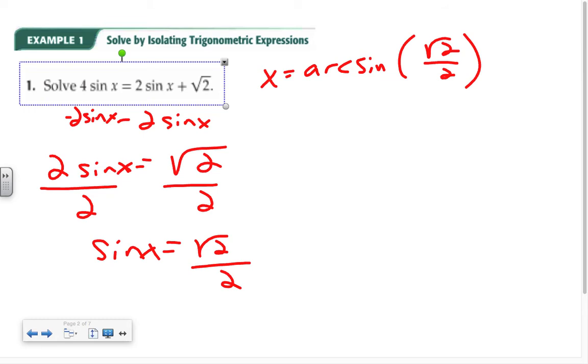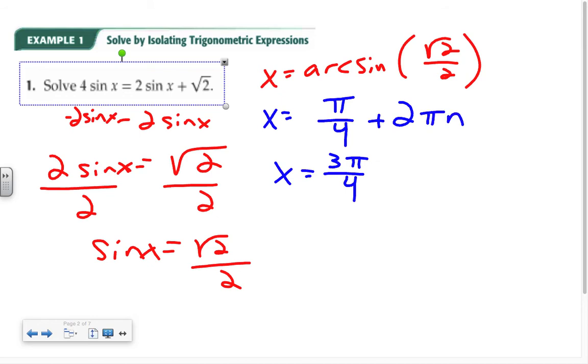So what I'm looking for on the unit circle is anywhere on the unit circle. Again, I'm not just restricted to the right half anymore. I'm trying to find anywhere where my y value, because this is sine, where my y value is positive radical 2 over 2. And that's at x equals pi over 4 and x equals 3 pi over 4. So remember that in order to express all of the possible values for x, this is pi over 4 plus 2 pi n. Similarly, 3 pi over 4 plus 2 pi n.